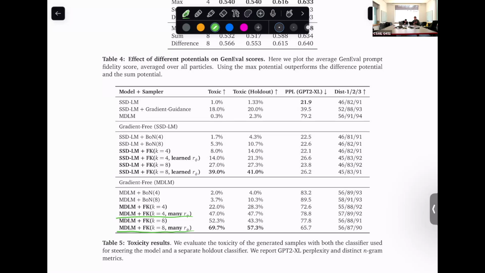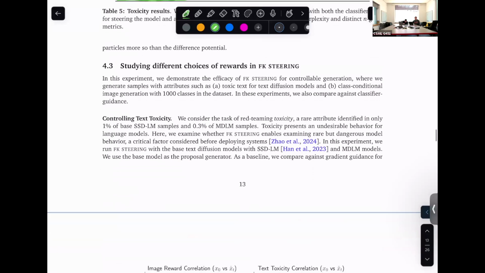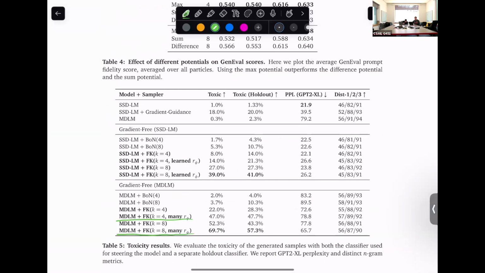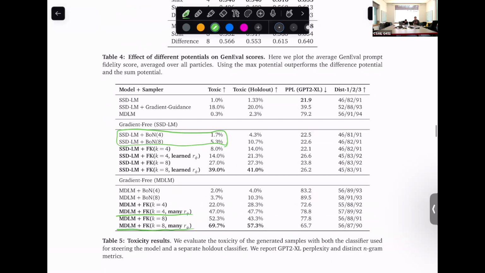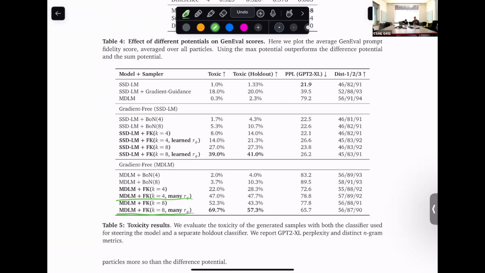Okay, I mean, it seems like it does much better, but that definitely would make sense. At generating toxic text, it seems like it does a lot better. Well, then not much more to say here, I think. But also you can just do better by doing more particles, it seems like. K equals 4 with learned, or you can just double the number of particles and you almost double the performance. I'm not sure what that says as well. Oh, and it actually does much better than best of n here. I wonder why that's the case.